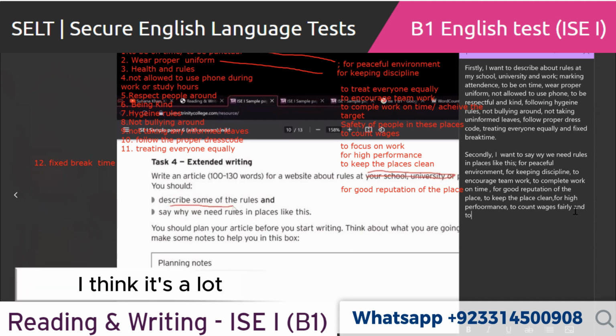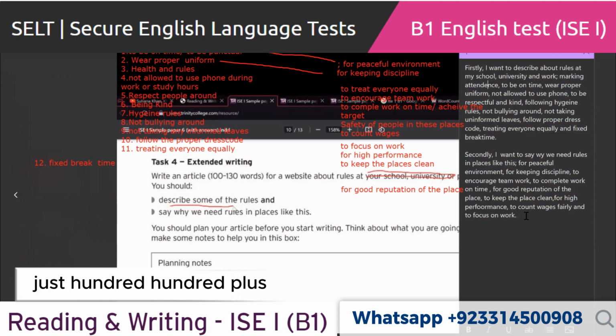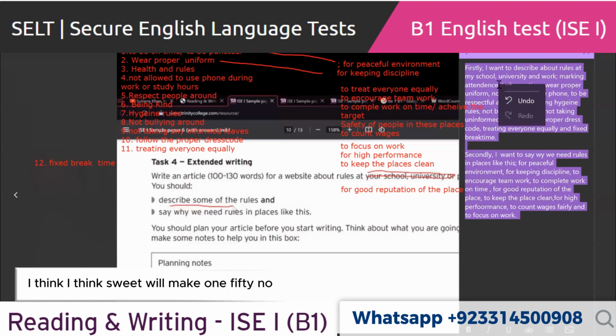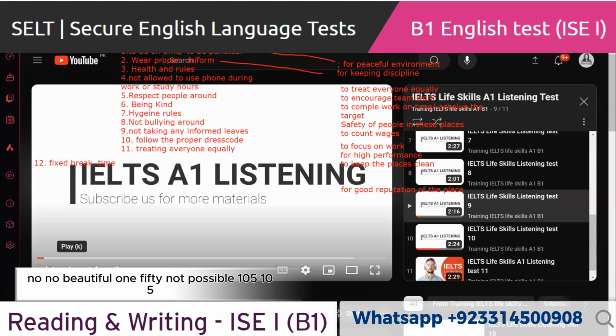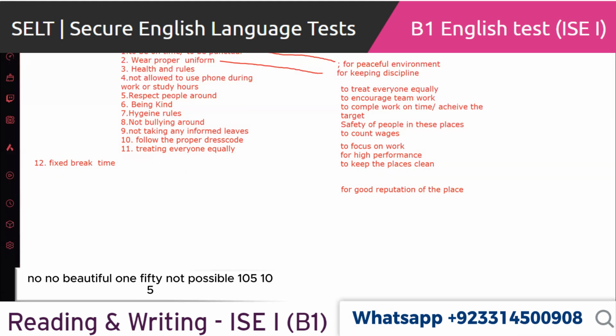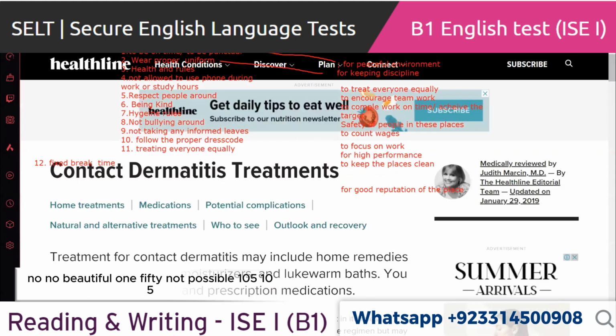I think it's a lot. I'm not sure it's enough; I think it's more. It could be 100, maybe 100 plus. Will it be 150? No, that's not possible. Let me count the words: 100, 105.